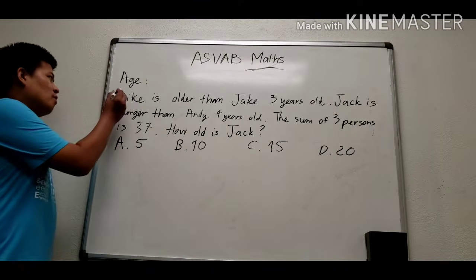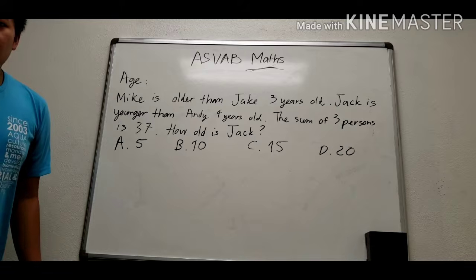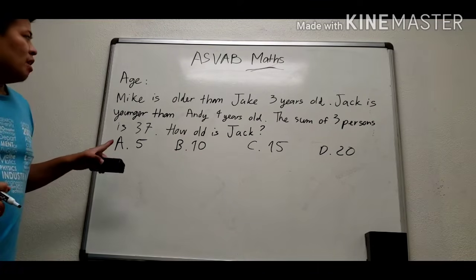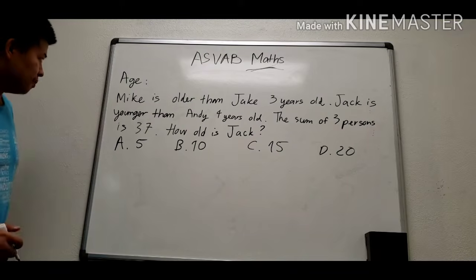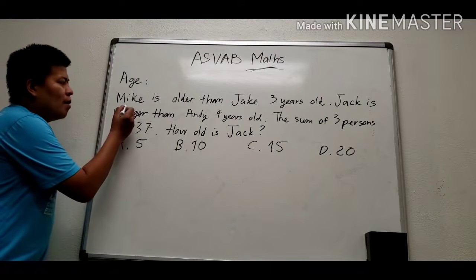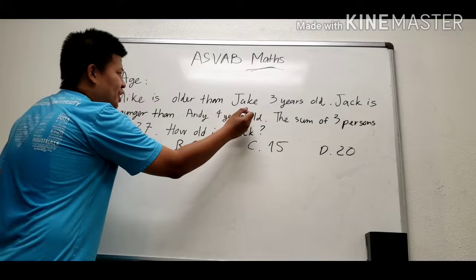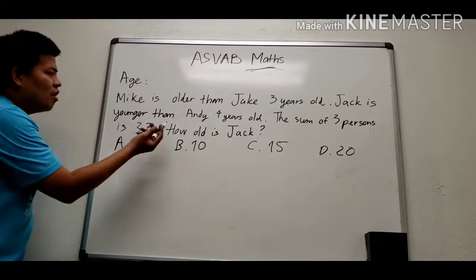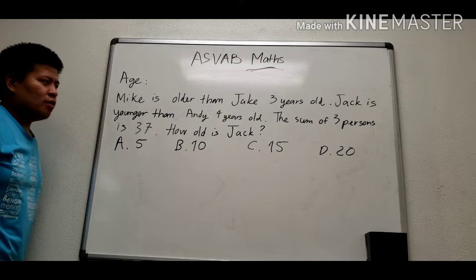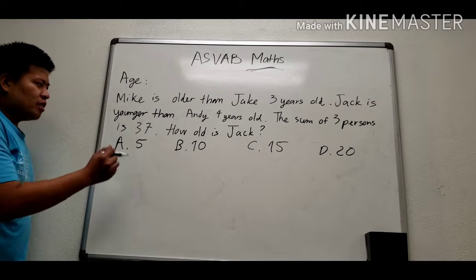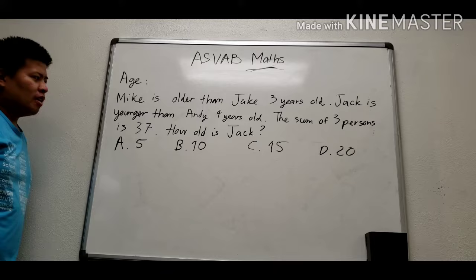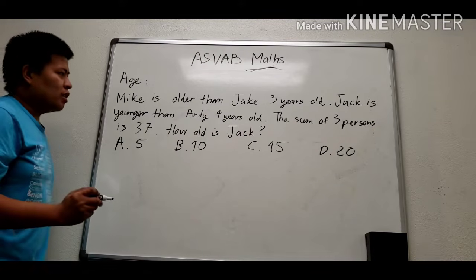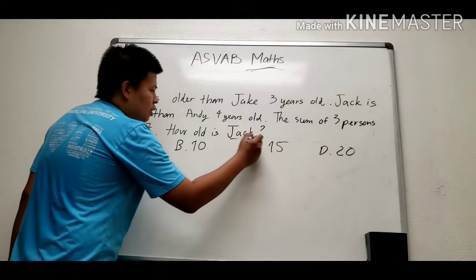And that's about age. In the ASVAB Arithmetic Reasoning, we will learn about age. For example, Mike is older than Jack by 3 years. Jack is younger than Andy by 4 years. The sum of the 3 persons' ages is 37. How old is Jack? In this question, they ask about Jack only.